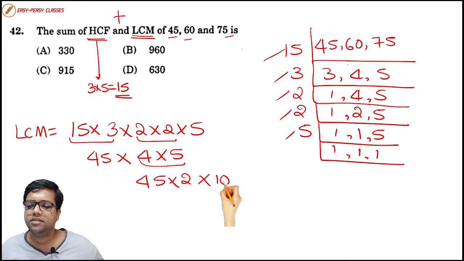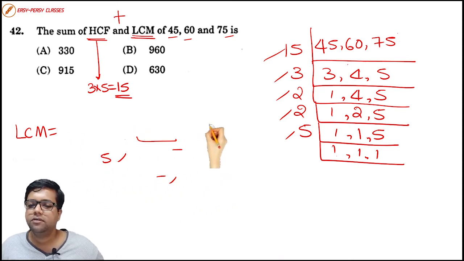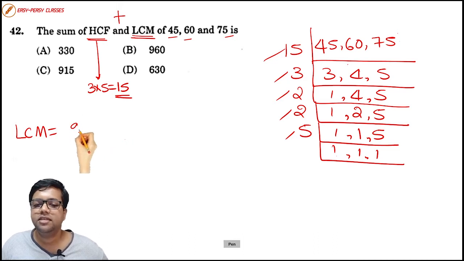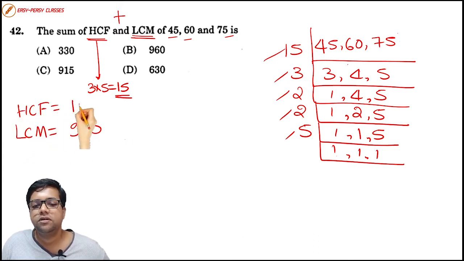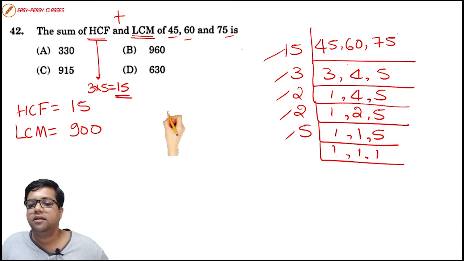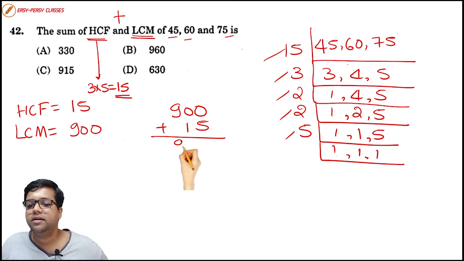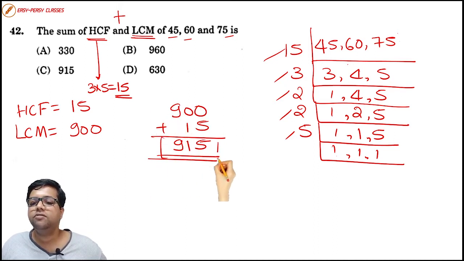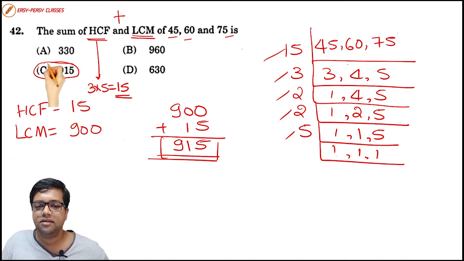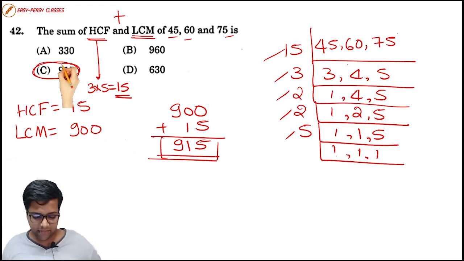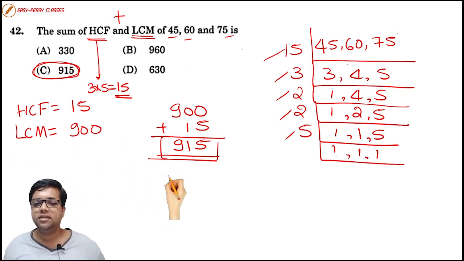And what is your HCF? What was your HCF? HCF was 15. LCM came out to be 900. HCF was 15, and 900 plus 15, what do we get? 915. So do we have any of our options to be 915? Yes, we have it in option number C. That is our answer. Option number C is the right answer.